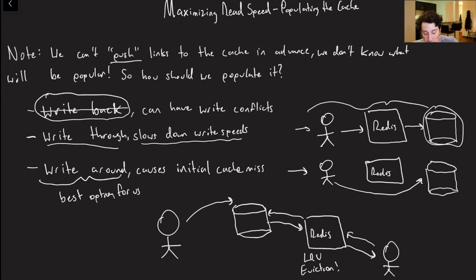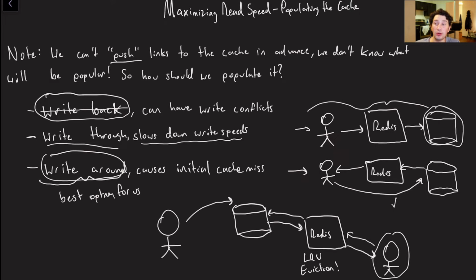In my opinion, we should probably just do a write around cache, which is basically where you just write to the database as per usual, and then as people eventually read from the cache, the database will send its results first to the cache and then back to the user. So as you can see, that's what's happening down over here.